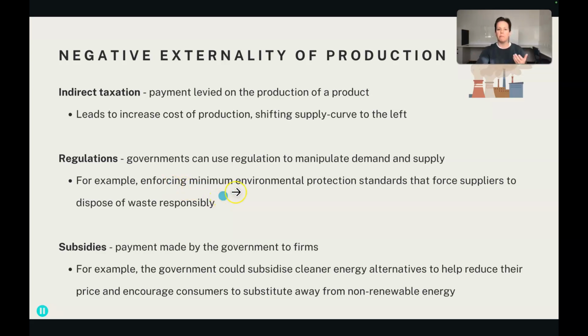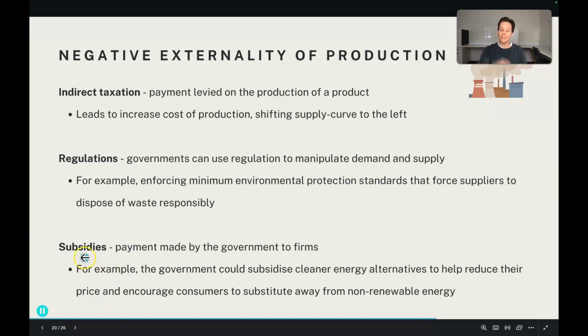Regulations, so governments can once again use regulation to manipulate supply and demand. For example, enforcing minimum environmental protection standards that force suppliers to dispose of waste responsibly. So potentially rules around how much CO2 you are allowed to emit, how much waste you are allowed to pump into the associated rivers, that kind of thing.